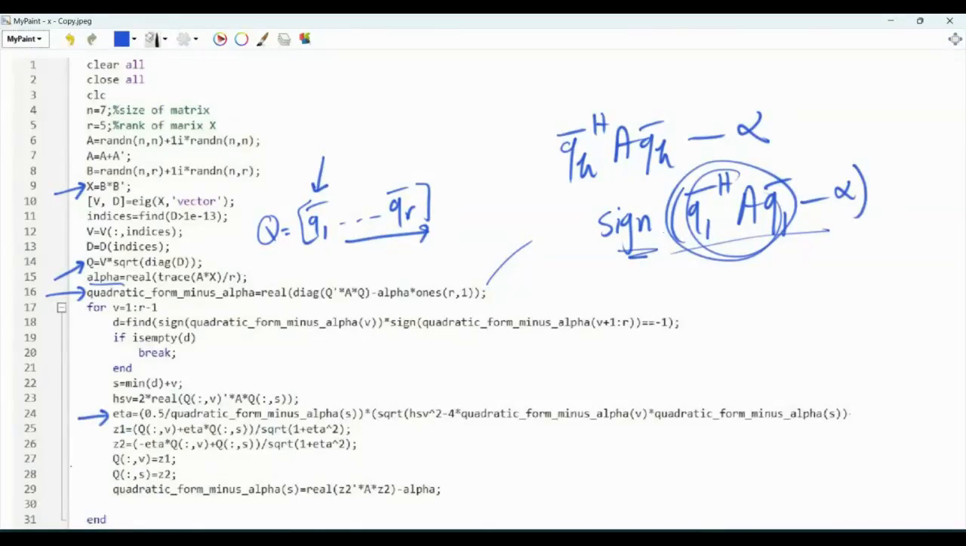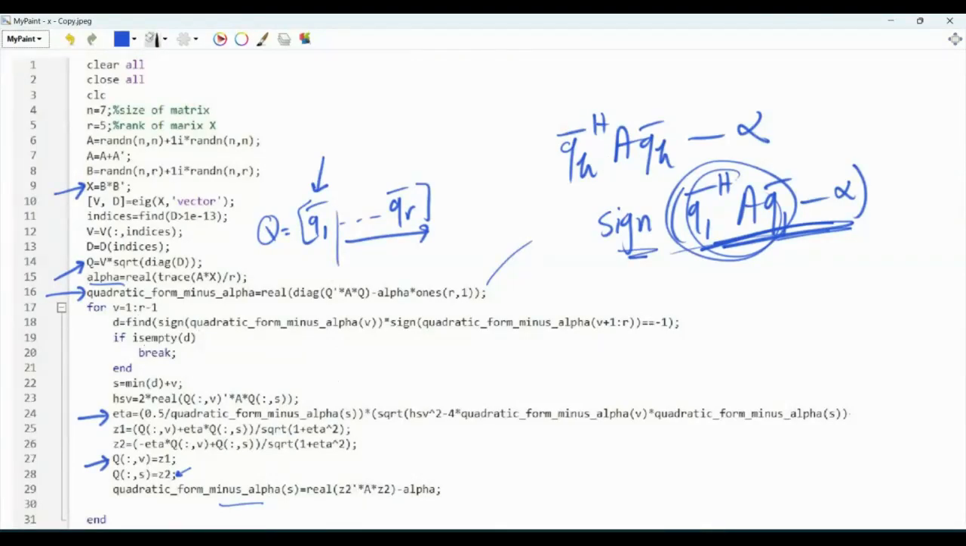We compute eta and we modify the first vector. Now for the first vector, this difference here will be 0 after the modification. We also need to modify the second vector. Remember that we want the sum of the outer products, the sum of the rank 1 matrices, to always be equal to the given matrix X. So we need also to modify the other vector and modify the difference of its quadratic form minus alpha. Then we go to the next vector here and so on.